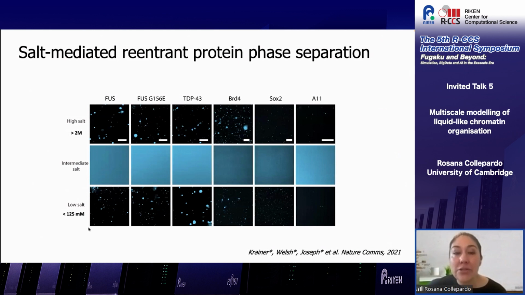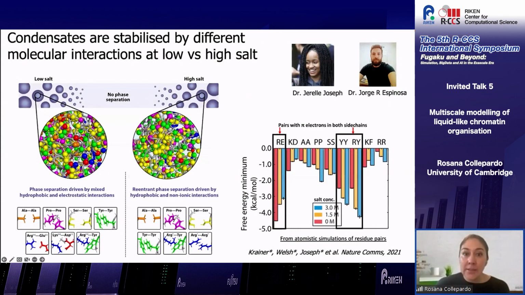Quickly, I just mentioned that our experimental colleagues discovered that certain proteins can undergo salt-mediated reentrant phase separation. That means that they can phase separate both at low salt and high salt and be well mixed at intermediate values. So they re-enter the phase separation state at high salt. And our atomistic and coarse-grained simulations show that different molecular interactions stabilize the condensates in the low salt regime and in the high salt regime.